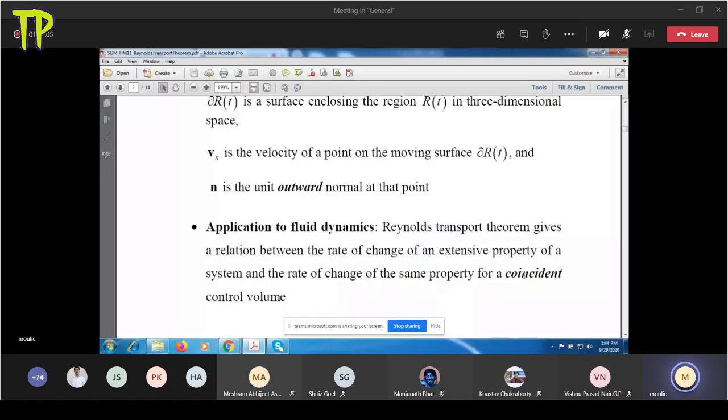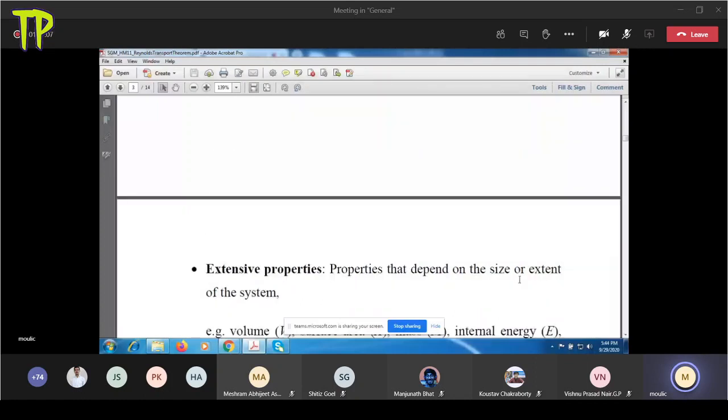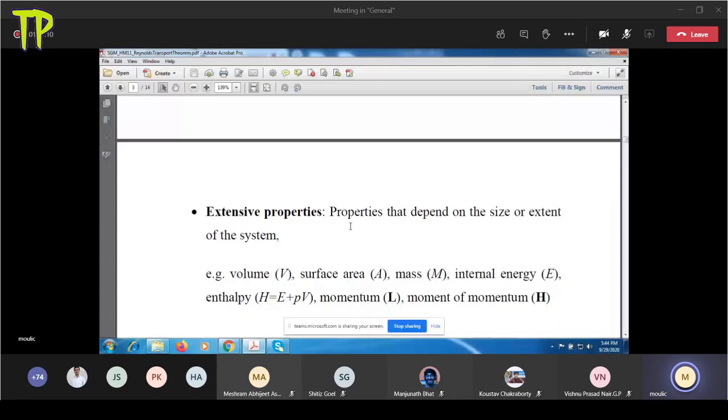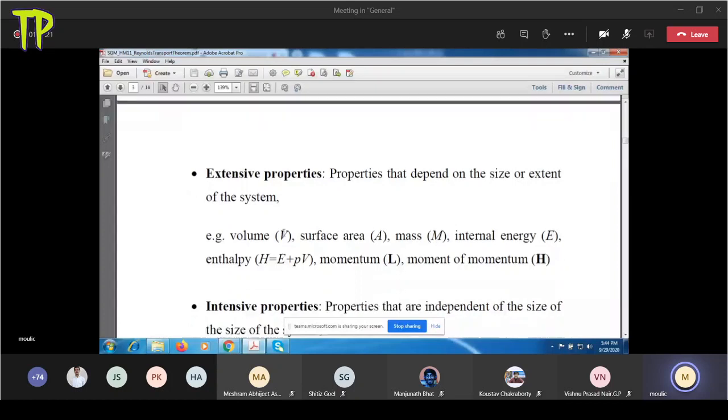First of all, let us review what an extensive property is. You know from your course on thermodynamics that an extensive property is a property which depends on the size or extent of the system. Examples are volume, surface area, mass, internal energy, enthalpy. These are scalar properties. Then you might have linear momentum, which I'm calling this vector L in boldface, and angular momentum about some point, which I'm denoting by this vector capital H.